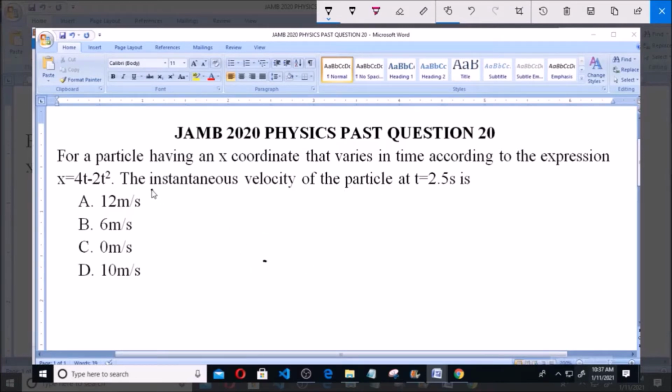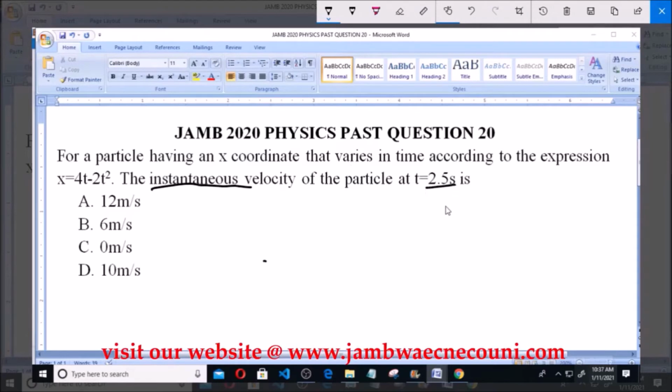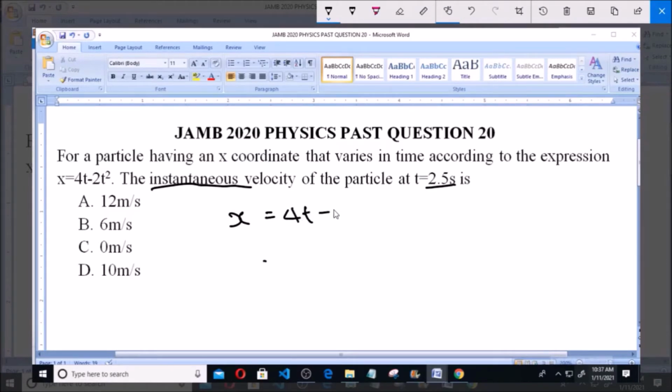Now instantaneous velocity simply means the velocity at an instant of time, that is, the velocity of the particle when the time is exactly 2.5 seconds. We're given that the expression is x equals 4t minus 2t squared. For us to find this instantaneous velocity, we have to differentiate x with respect to t, that is dx/dt.